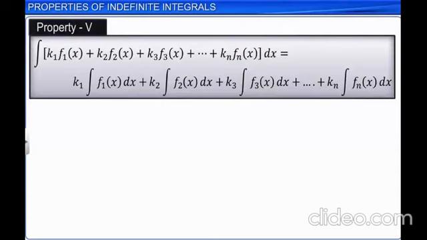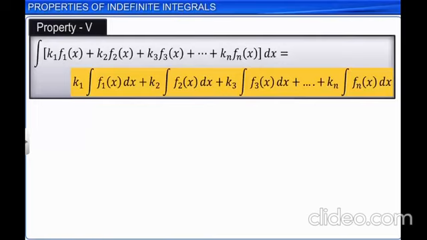That is, integral of k1 into f1 of x plus k2 into f2 of x plus and so on plus kn into fn of x into dx is equal to k1 into integral of f1 of x dx plus k2 into integral of f2 of x dx plus k3 into integral of f3 of x dx plus and so on plus kn into integral of fn of x into dx.